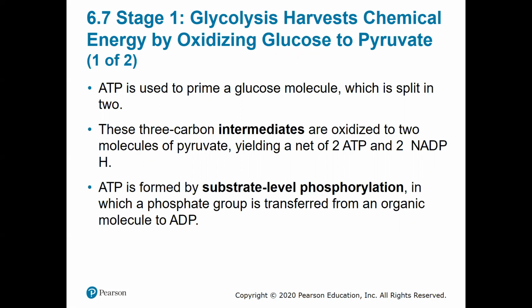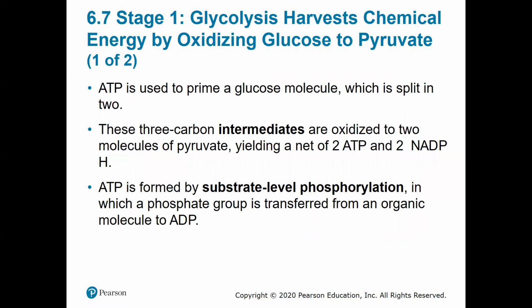Glycolysis is the first stage, and it harvests chemical energy by oxidizing glucose into pyruvate. So we're going to break down glucose into two smaller molecules called pyruvate. ATP is used to prime glucose, which just means that ATP is used to split that sugar molecule. Glucose is a big sugar molecule, so we have to break it apart. And then through a series of chemical reactions, what your book here calls intermediates will be formed.